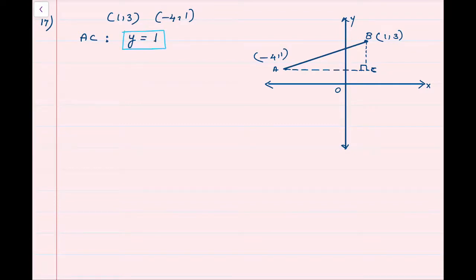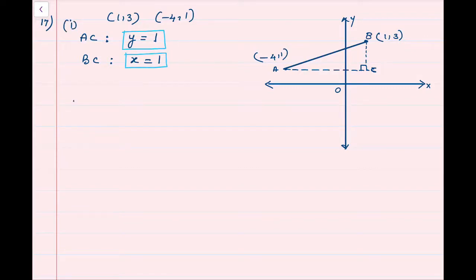Let us now write the equation of BC. It is a vertical line which is parallel to the y-axis. The equation will be x is equal to some constant. It passes through the point B. The x coordinate of this point is 1. These are the equations of the two perpendicular sides with AB as the hypotenuse.